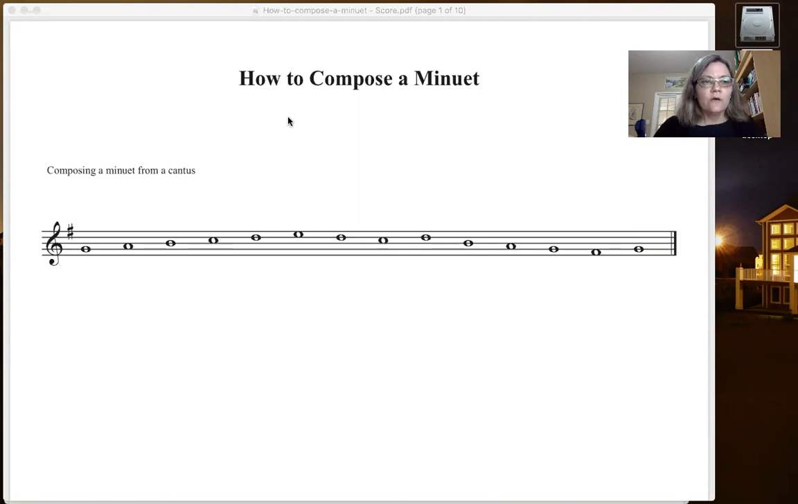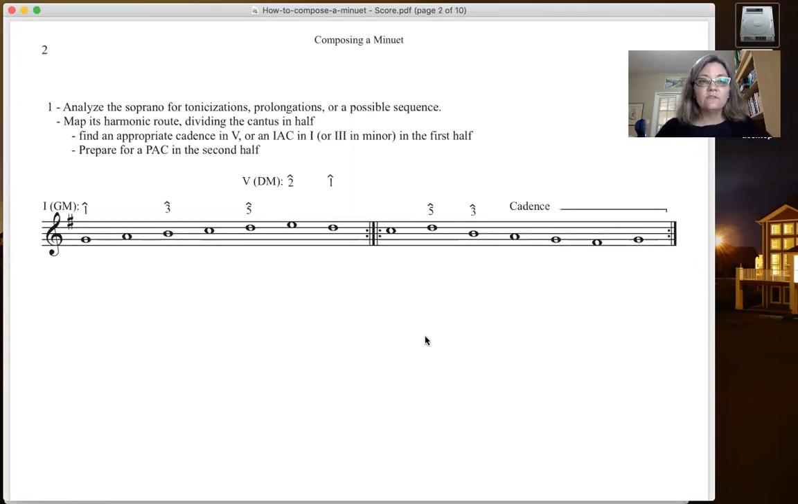Okay, so like everything in the Harmony Through Melody, Horton and Ritchie textbook, we always start with a cantus. This one is in G major, and we have a perfect authentic cadence at the end. So the first thing that we have to do is divide it in half, because remember, our minuet is in two halves, an A part and a B part, and we analyze it for tonicizations, prolongations, or even a possible sequence.